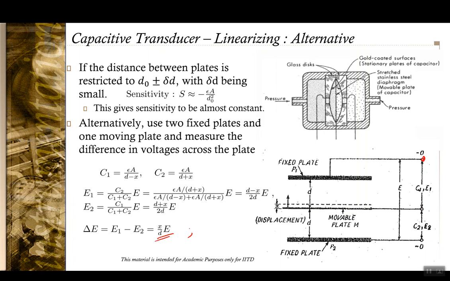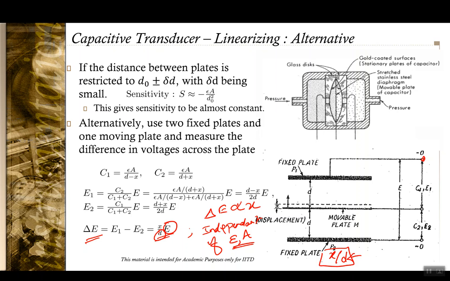What is to be noted is that first of all, this delta E is directly proportional to the displacement X, and secondly, the difference in the potential is independent of either epsilon or the plate area A. There are no other parameters of the capacitor that appear in this equation. So only what is required to know X is E and D. And in fact, if I'm only interested in X by D, I don't even need the exact value of D.